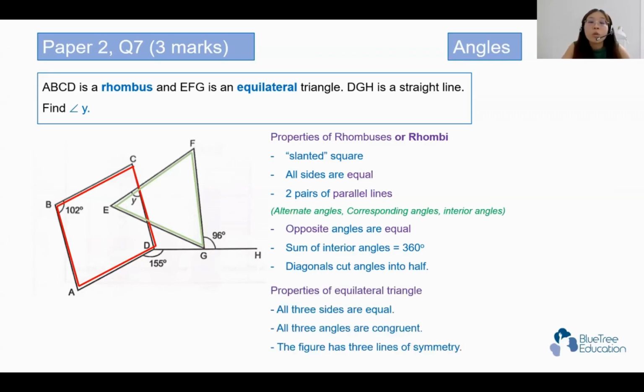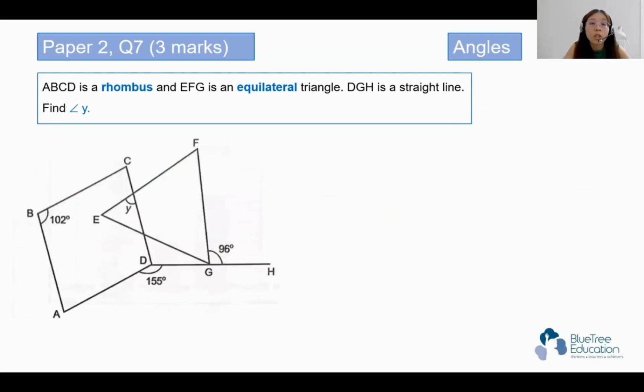And then we move on to equilateral triangle. Equilateral triangle means all the sides are equal, right? That's why it's called equilateral, equal, right? Okay, so all the sides are equal, all the angles are congruent, and the figure has 3 lines of symmetry. So after you recap what the properties are, then solving the question will be a lot easier. Okay, so let's take a look at how to solve this question.